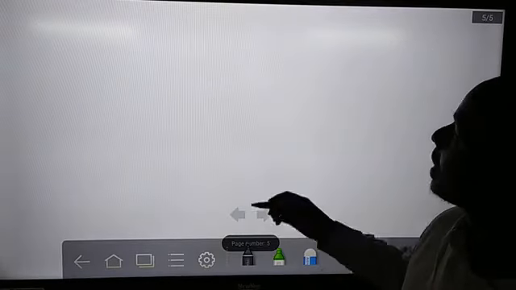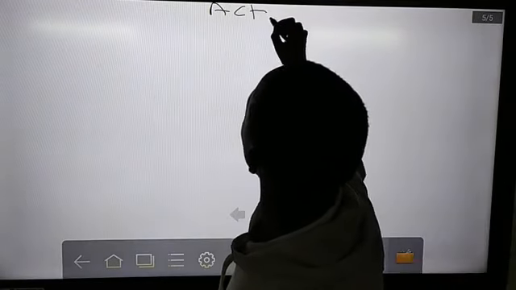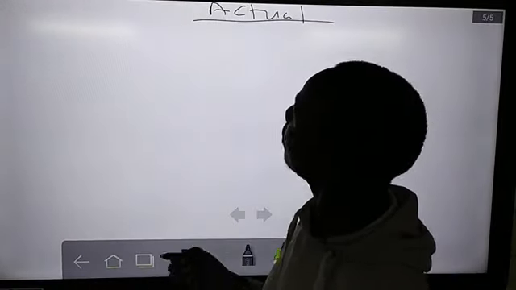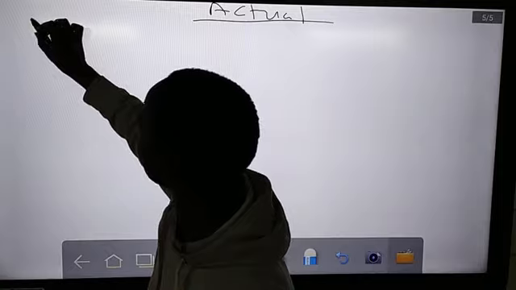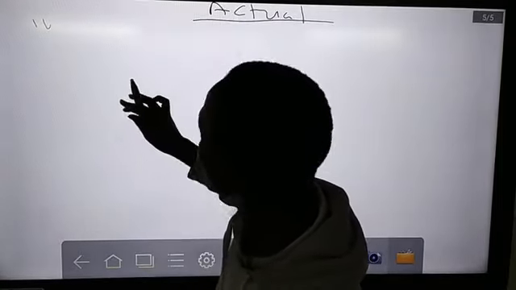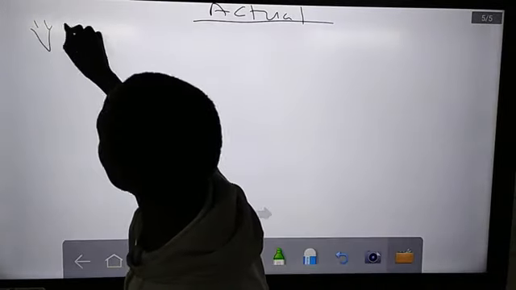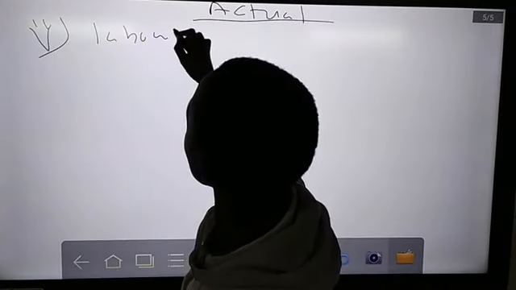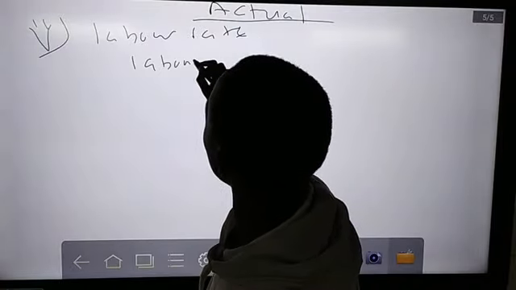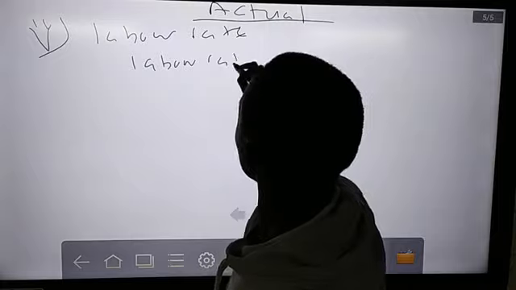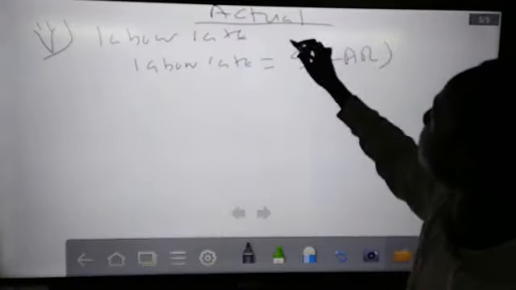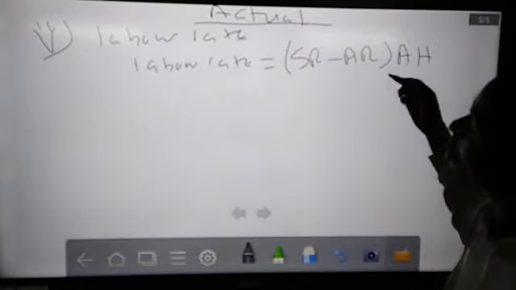What's the next question? Remember, we are calculating the actual results. Now this is 4, we are now dealing with 5. They want us to calculate the labor rate, so we use the labor rate formula. What's the labor rate formula? Standard rate minus actual rate, then outside we have the actual hours.